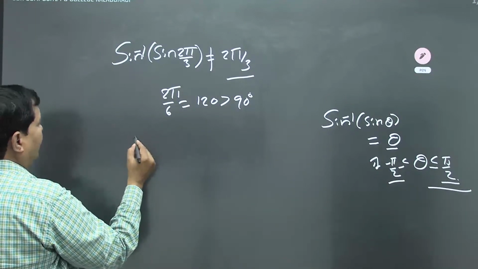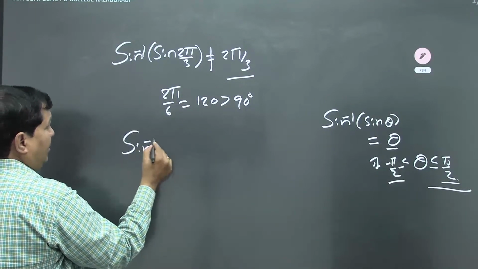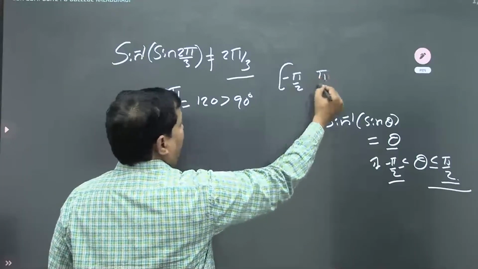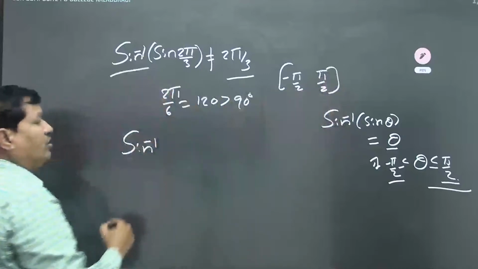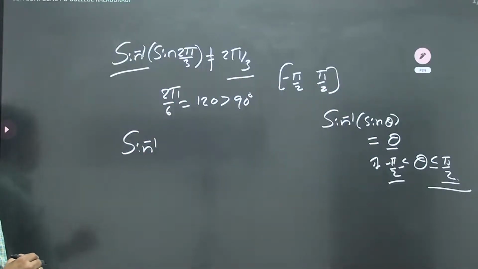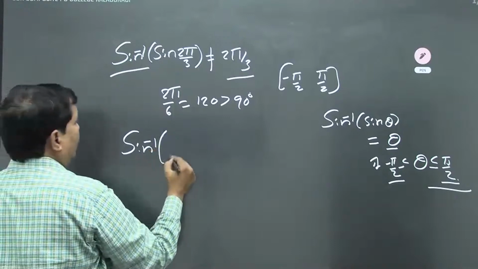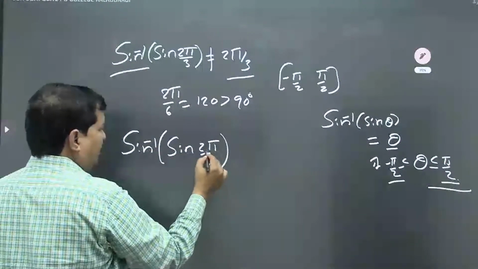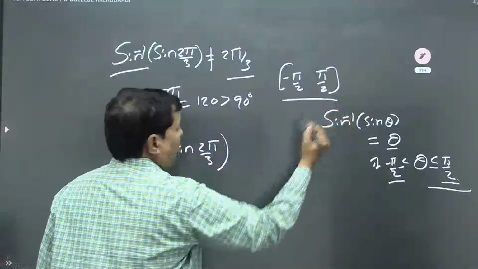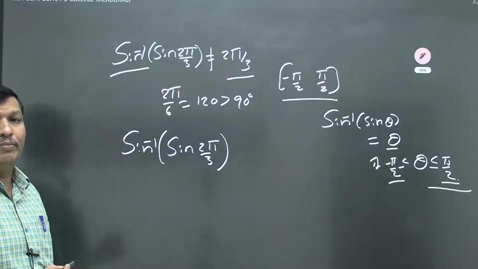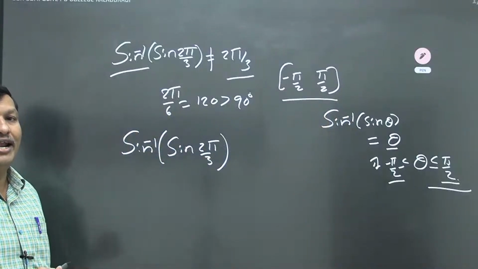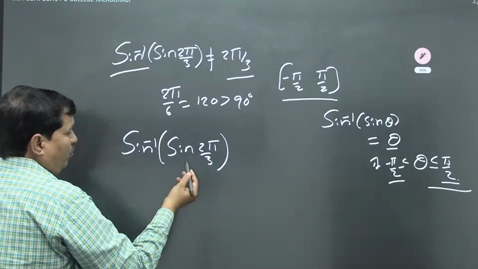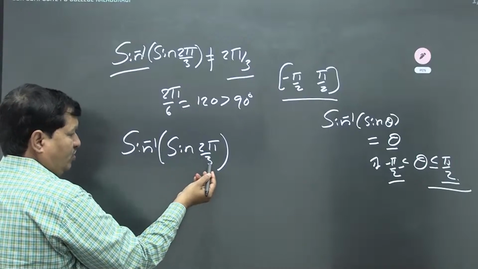Therefore, see what I will write now. Sine inverse of its value should lie between minus pi by 2 to plus pi by 2. Why? Because the range of sine inverse of x lies between minus pi by 2 to plus pi by 2. Therefore, here, sine of 2 pi by 3. This theta you have to convert in terms of minus pi by 2 to plus pi by 2 by using allied angles. Sine of 2 pi by 3: in which quadrant is it positive? In the second quadrant and first quadrant.